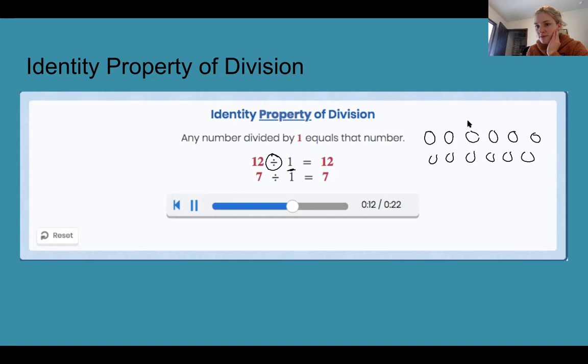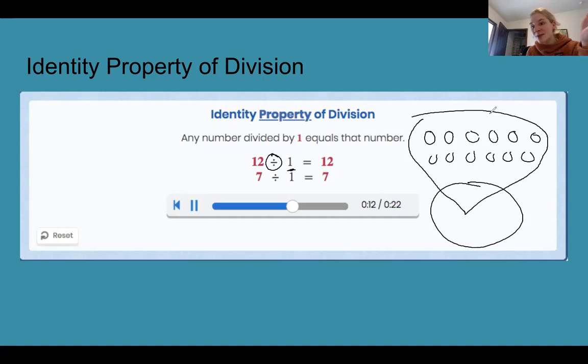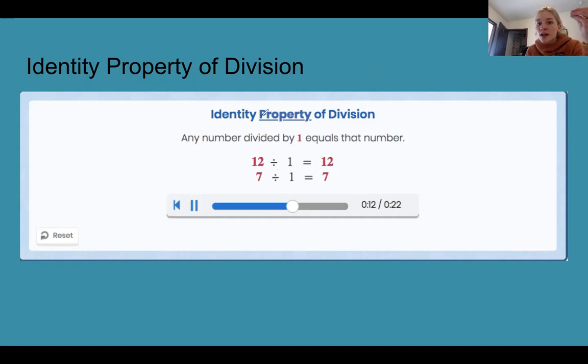Well, let's put them into one group or one bag. Perfect. They're all going to fit in there. We made one group. It's already in one group. That's why any number divided by 1 equals that number. Kind of like the identity property of multiplication. Any number times 1 equals that number. Like 12 times 1 equals 12.